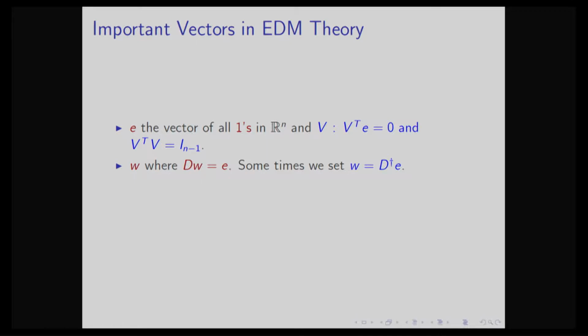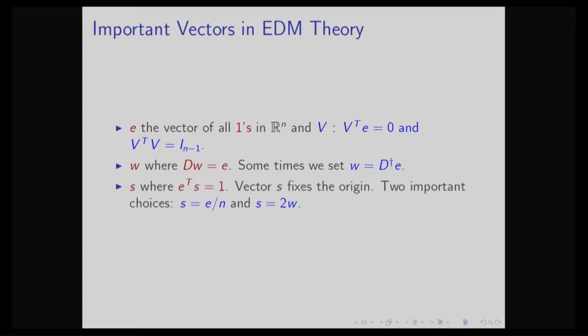So these are the two vectors. The third vector is a vector s, which is not perpendicular to e. So e transpose s equals 1. So you normalize it to 1. And that vector s is going to fix the origin. Because if you have an EDM, the distances are invariant under rigid motions. So if you want to realize these points, you have to make up an origin, where the origin is.